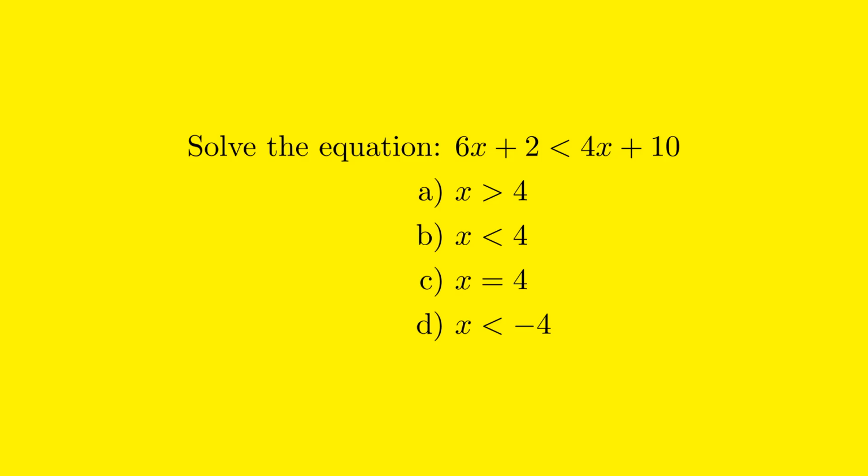In this problem, we have the inequality 6x plus 2 less than 4x plus 10, and we are asked to find the possible solutions. Pause the video now and try to solve it for yourself. The possible solutions are A, x greater than 4, B, x less than 4, C, x equals 4, D, x less than negative 4.